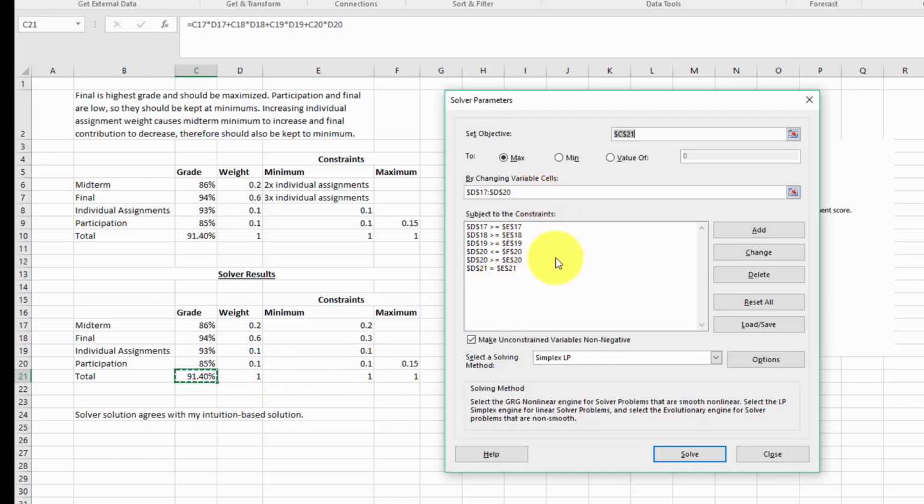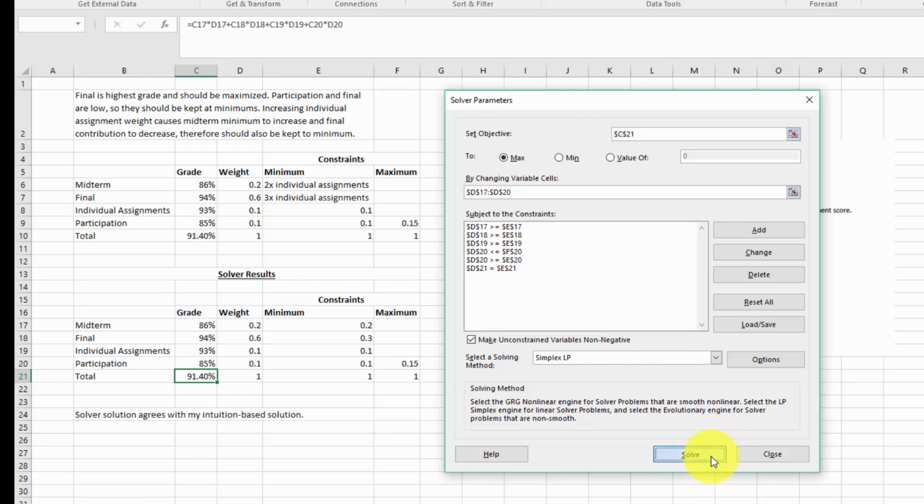So those are constraints. We've got the check off there of make unconstrained variables non-negative, and we want the simplex method because this is linear programming. And that's all there is. It's very straightforward, and again, the fewer constraints you have in here, the more likely you are to get the actual optimum score. And that's what you get.